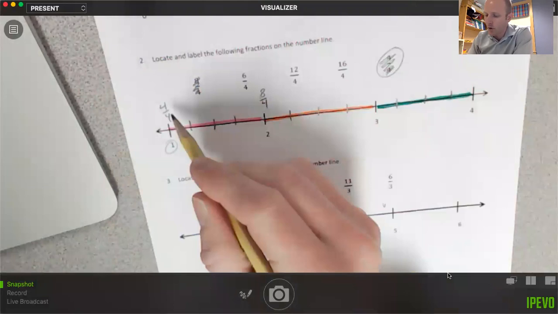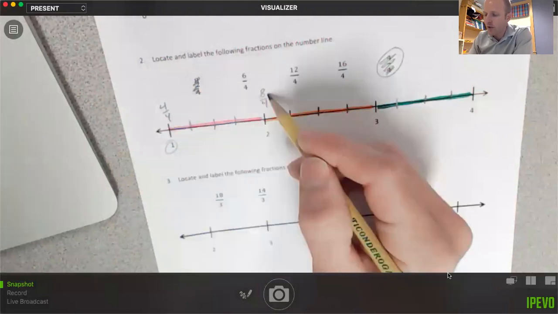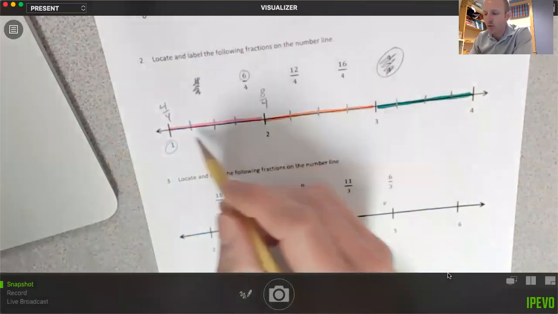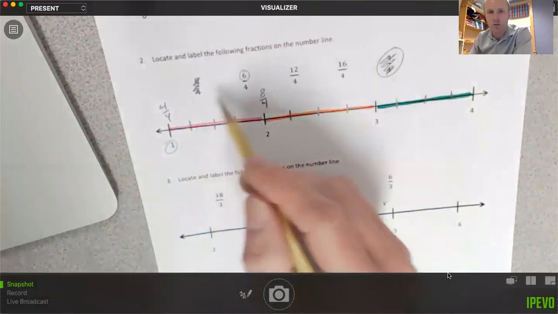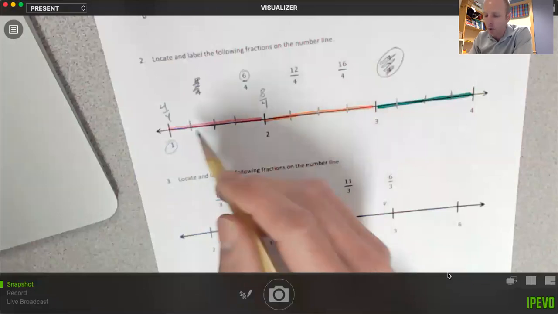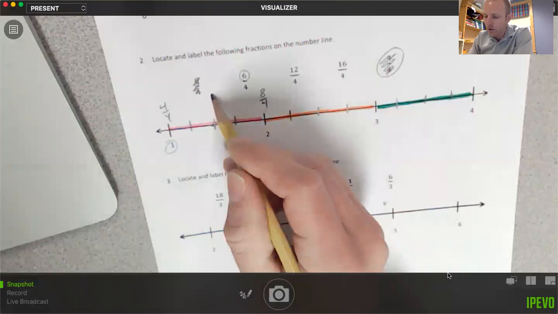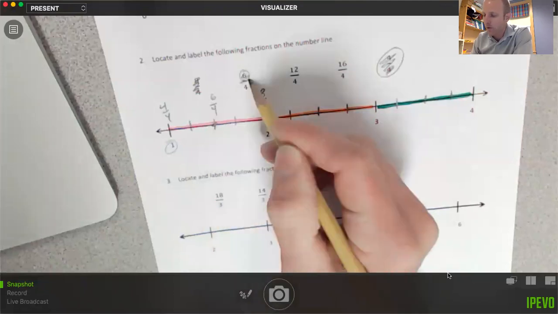Now look, I have 4 fourths and 8 fourths. Well, 6 fourths has to come between those two numbers. So I've narrowed my options down to that 6 fourths has to go in this pink section somewhere. So 4 fourths, 5 fourths, 6, oh, it has to go right there. 6 fourths.